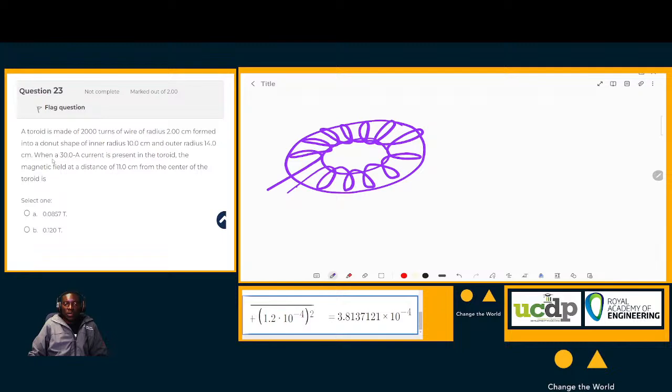So it has 2000 turns of wire and the radius is 2 centimeters. So the radius, that's 2 centimeters, is basically this distance from the center to R. So R equals 2 centimeters from the center to the edge. Then it is made of 2000 turns of wire of radius 2 centimeters formed into a donut shape. So that's the donut shape now, which goes around like this with an inner radius. So the inner radius there of the donut shape is 10.